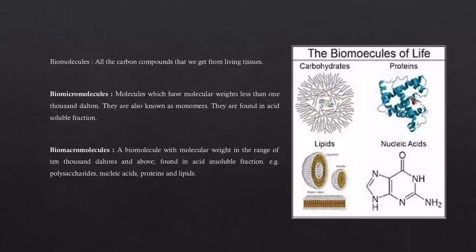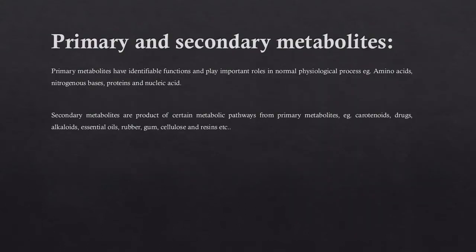Okay. The next topic that we deal with is the primary and the secondary metabolites. Primary metabolites have identifiable functions and play important roles in normal physiological processes. Here, you can give examples of amino acids, nitrogenous bases, proteins, and nucleic acids. Actually, this complete chapter is a detailed explanation of all these biomolecules, the amino acids, the nucleic acids, the lipids, etc. Next, secondary metabolites are products of certain metabolic pathways from primary metabolites.